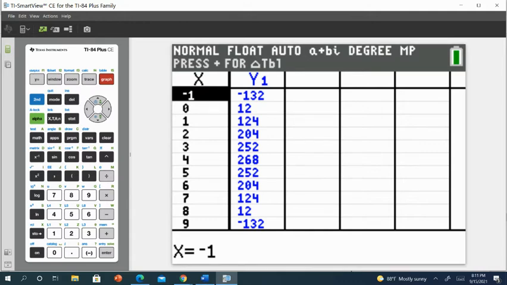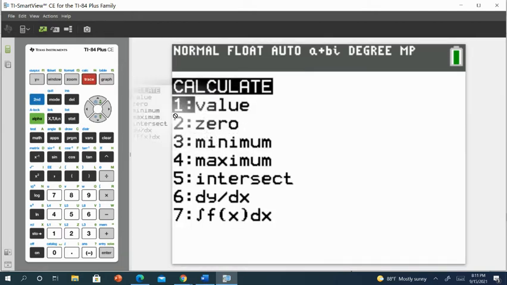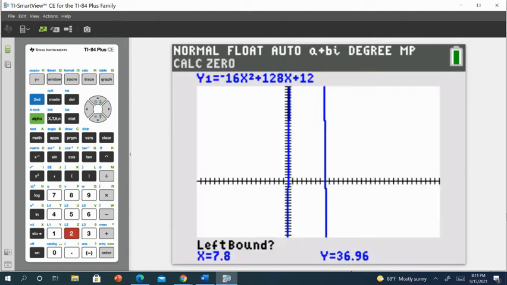So let's look again at the graph. This point right here is a 0 of the function because it's where it hits the x-axis. So second trace, number 2 is a 0. Now, if you look at the bottom, once again, it says left bound. Now, this one's really hard to get on the first time through, so watch carefully.